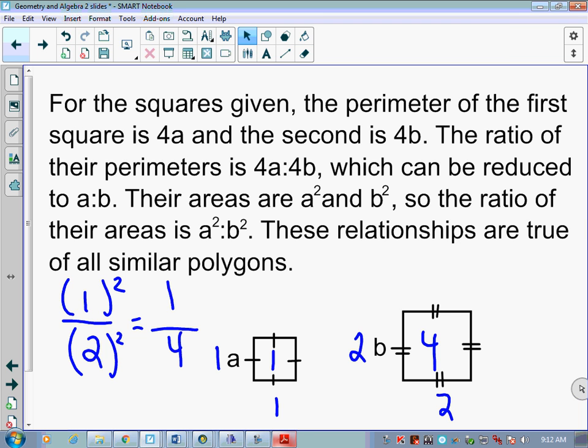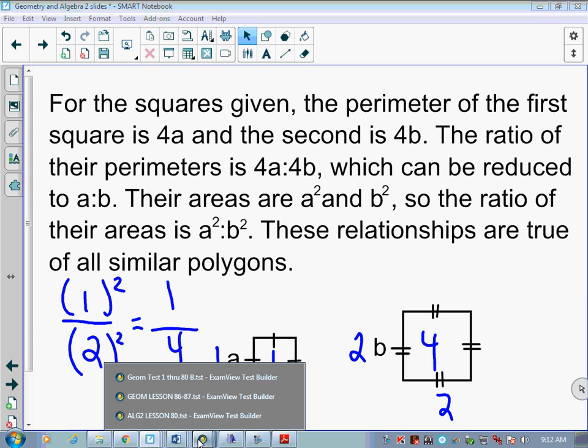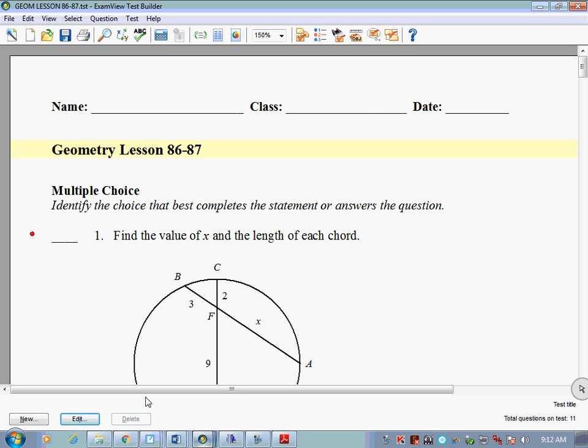Let's get into some questions here. Hopefully these are things that you have. Does everybody have this document pulled up and ready to go? Okay. All right, so this is going to harken back to lesson 86.